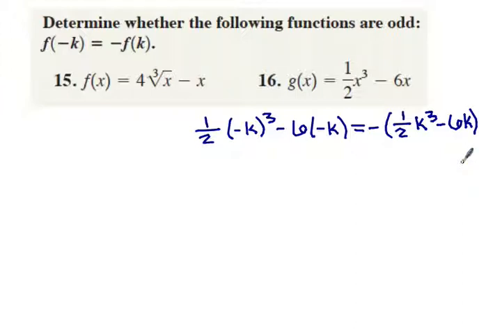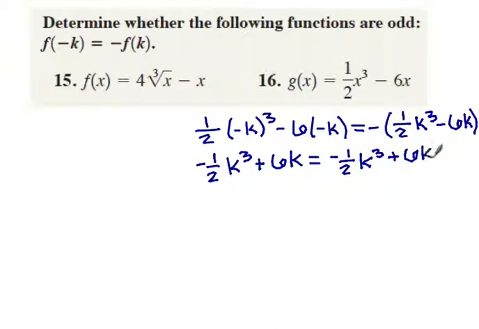Okay. So in this case, negative k to the third, negative 1 to the third is, Jacob? Good, negative 1, so this becomes a negative 1/2 k cubed, minus 6 times negative k, this becomes a plus 6k. Equals, and then we'll distribute that negative to both parts. This becomes negative 1/2 k cubed plus 6k. Are those the same?